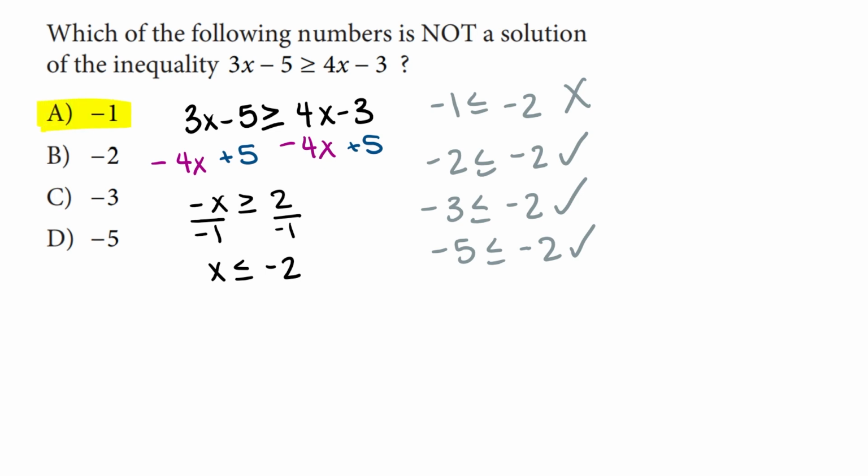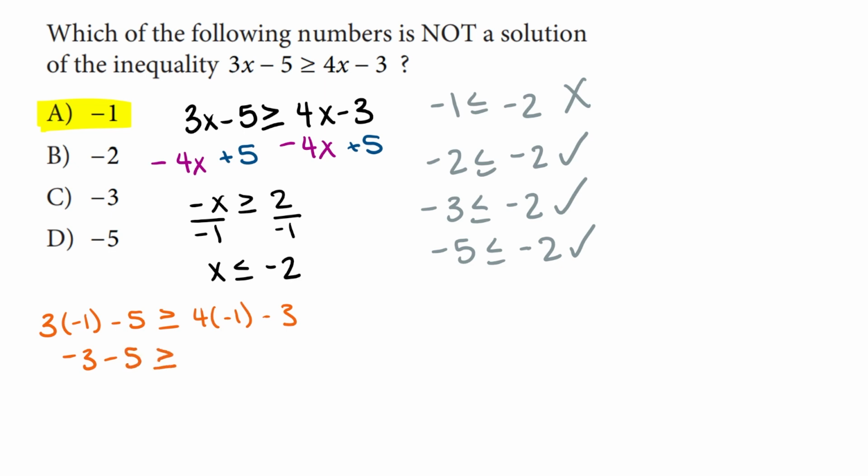Now, if we were to just plug these numbers in and solve, we would get the same thing. If we take letter choice A, 3 times negative 1 minus 5 is greater than or equal to 4 times negative 1 minus 3. We can get the same answer, but we have a few more steps rather than just taking those steps at the beginning. So we can cut down on some of that work just by solving for our x right from the beginning. But we can do it this way.